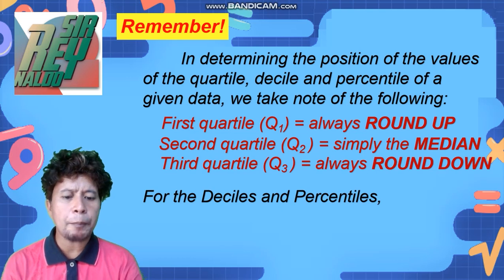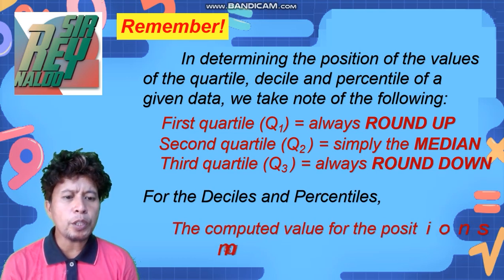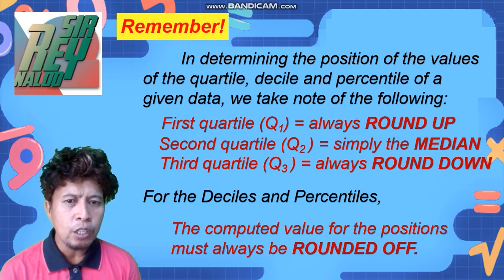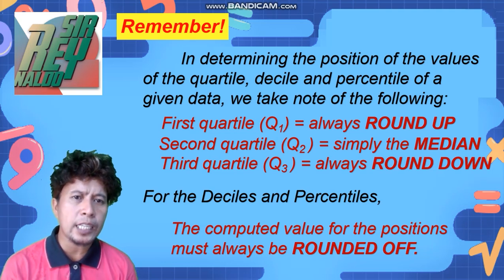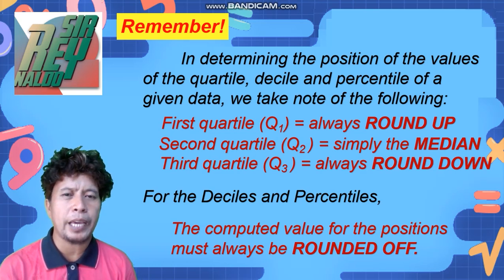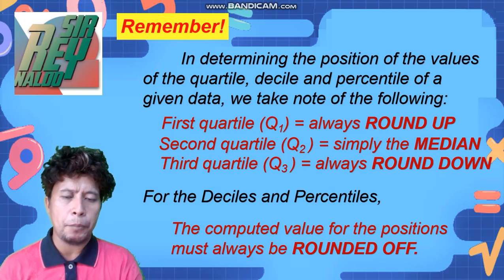And for the decile and percentiles, the computed value for the positions must always be rounded off. So, eto na. Kung 2.6 siya, magiging 3. Kung ano na yung idinidikta ng rule na ibibigay ng rounding off of numbers.